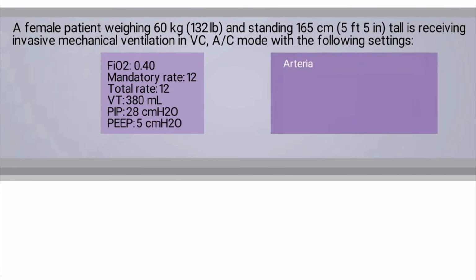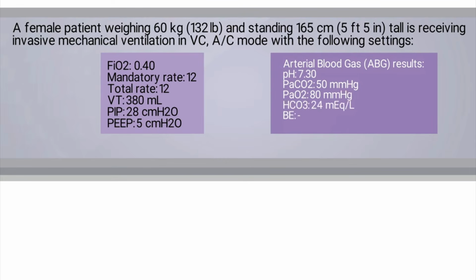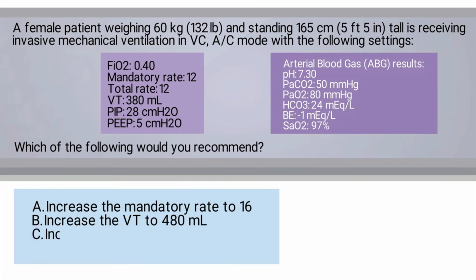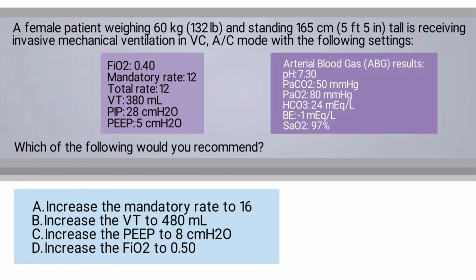Her ABG results are as follows: pH of 7.3, PaCO₂ of 50, PaO₂ of 80, bicarb of 24, base excess of -1, and an SaO₂ of 97%. Which of the following would you recommend? A. Increase the mandatory rate to 16. B. Increase the tidal volume to 480 milliliters. C. Increase the PEEP to 8 centimeters of water pressure. Or D. Increase the FiO₂ to 50%.